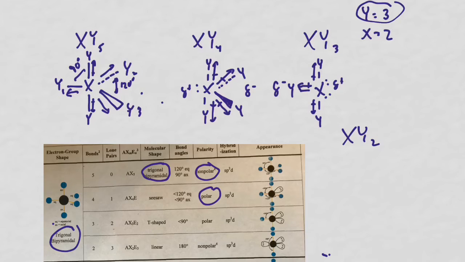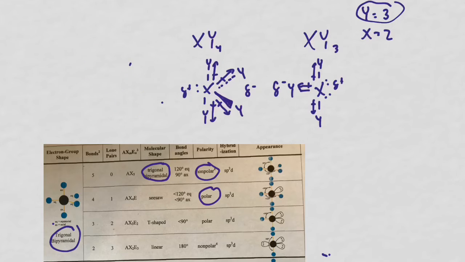Okay, let me just do some erasing here because it's getting a little bit messy over here, right? I'll erase this one over here. I'll do it over here. If you have XY2, okay, then you have an X, a Y, and a Y.